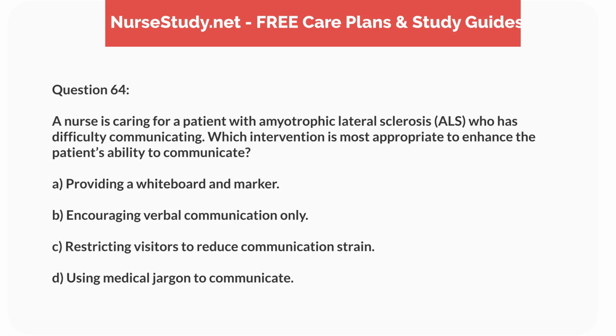Question 64. A nurse is caring for a patient with amyotrophic lateral sclerosis, ALS, who has difficulty communicating. Which intervention is most appropriate to enhance the patient's ability to communicate? A. Providing a whiteboard and marker. B. Encouraging verbal communication only. C. Restricting visitors to reduce communication strain. D. Using medical jargon to communicate.